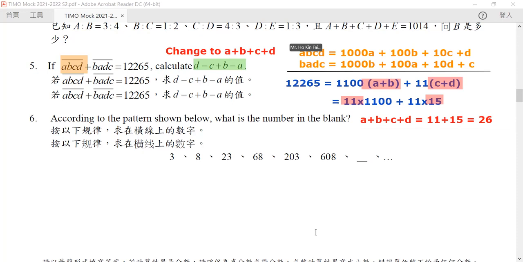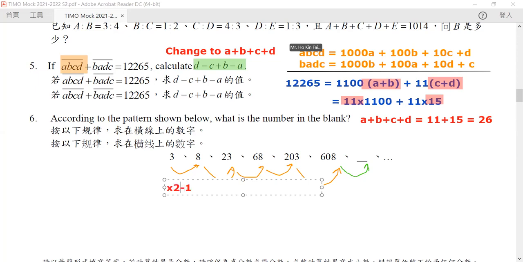Okay, so our next question: according to the sequence shown below, what is the number within our bracket? 3, 8, 23, 68, 203, 608. Now again, this one is a tricky one. So I will show you the relationship first. If you multiply the number on the left by 3 and then subtract 1, you get the number on its direct right-hand side.